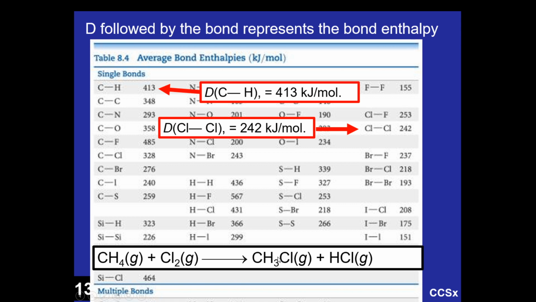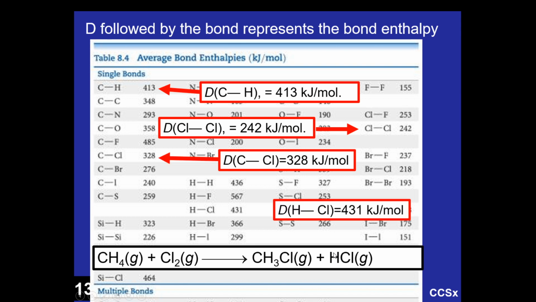Now, on the other side, we have a bond being formed. All right, this chlorine took the place of a hydrogen, so you have a bond, and it's bonded to the carbon. So this carbon-chlorine bond has an energy of 328 kilojoules per mole. The other bond that's formed is this one here between the hydrogen and the chlorine. All right, and that bond energy is 431 kilojoules per mole.